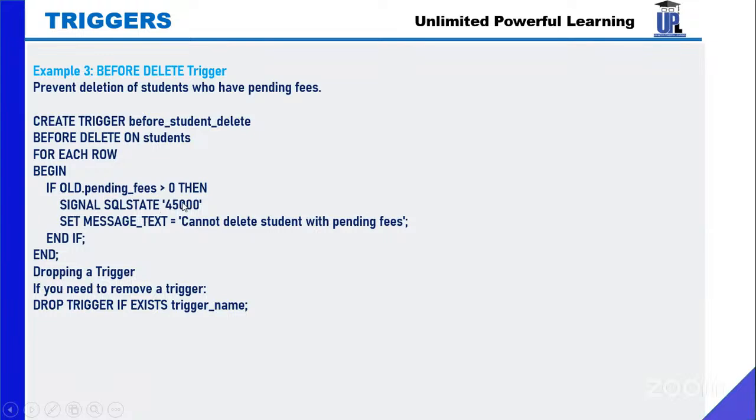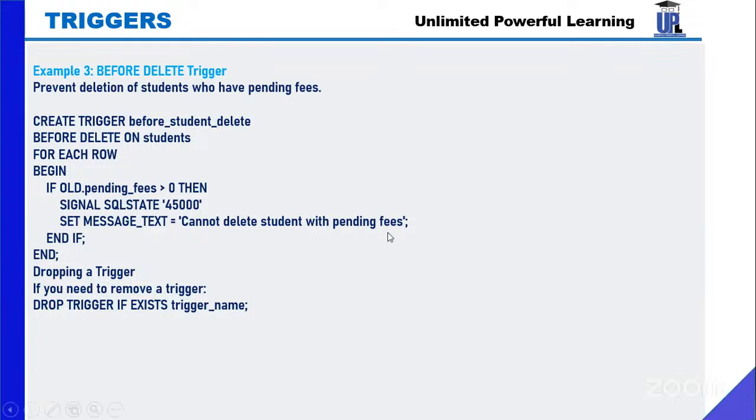Signal is nothing but an exception to be raised. What is the number we have to give? 45000 we have given. Set message text: cannot delete student with pending fees. So unless they clear the pending fees, we are not allowing any operations. This is how the triggers can be created.